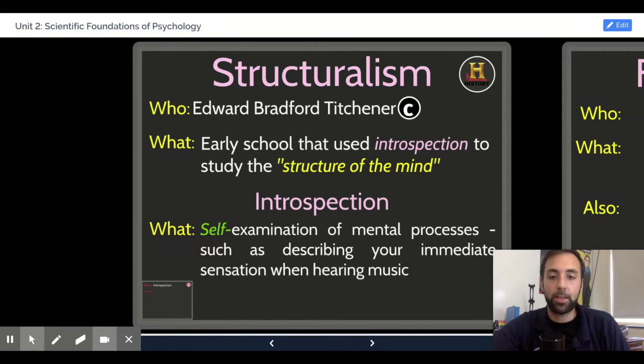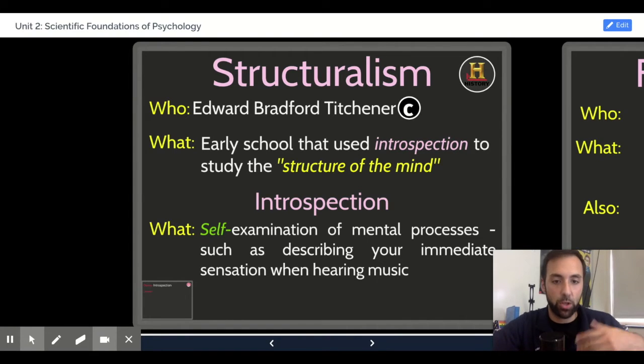Now, he would present his participants, the individuals with whom he was working, with certain types of stimuli, whether that's a song or a picture or some type of smell, and would ask them to self-evaluate their reaction and then categorize their reaction. Titchener was trying to find out whether or not the mind was essentially pre-programmed to react a certain way to certain inner stimuli in our environment.